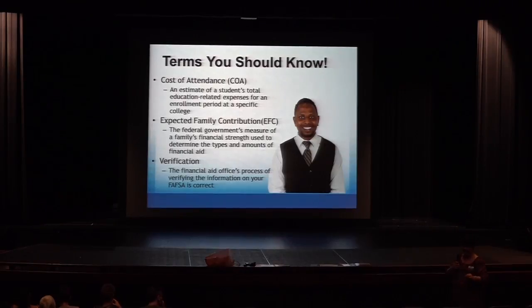Expected family contribution is considered the EFC. It is the federal government's measure of a family's financial strength, used to determine the types and amounts of financial aid. Because it is labeled expected family contribution, many people think, oh, this is what I have to pay out of my pocket. Not necessarily. It is a measure that the government uses to determine your family's financial strength. That will become important later when I explain how they determine your financial need, okay?